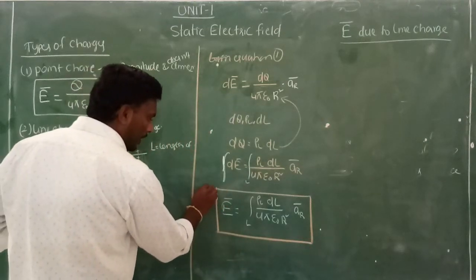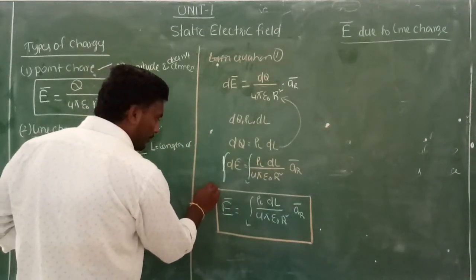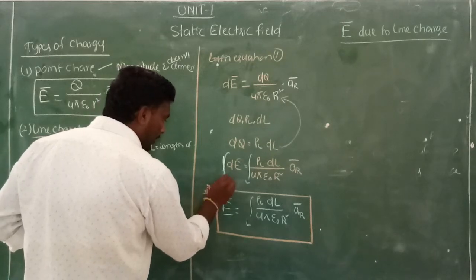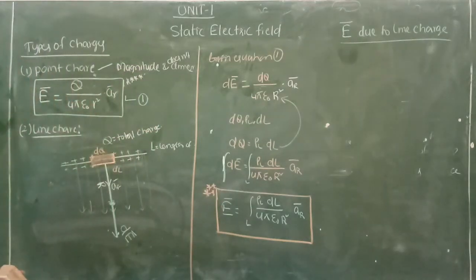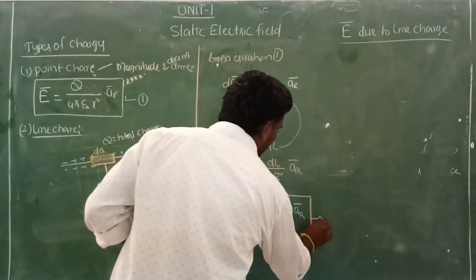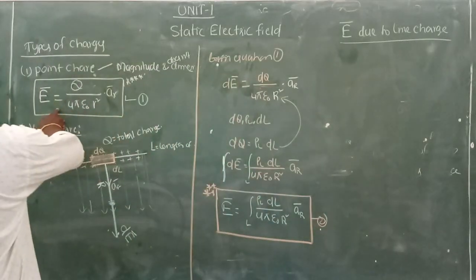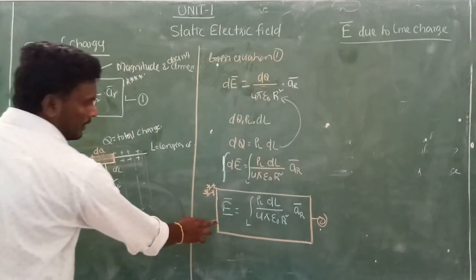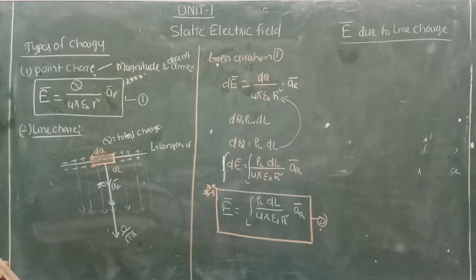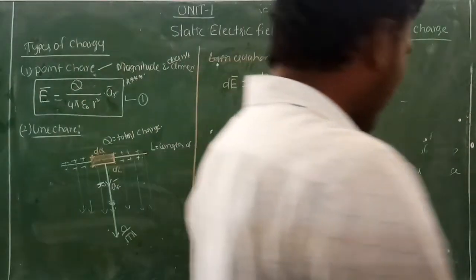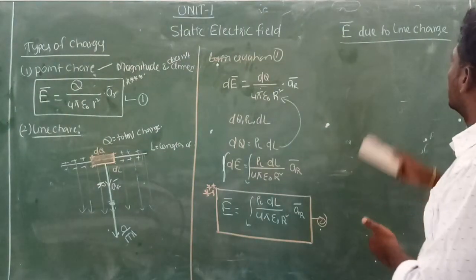This formula is valid for any type of charges, any type of lengths. That means finite length of conductor, infinite length of conductor. Now how many formulas do we have? We have 2 formulas. This is the electric field intensity due to point charge, and this is the electric field intensity due to line charge. Similarly, we have another charge.